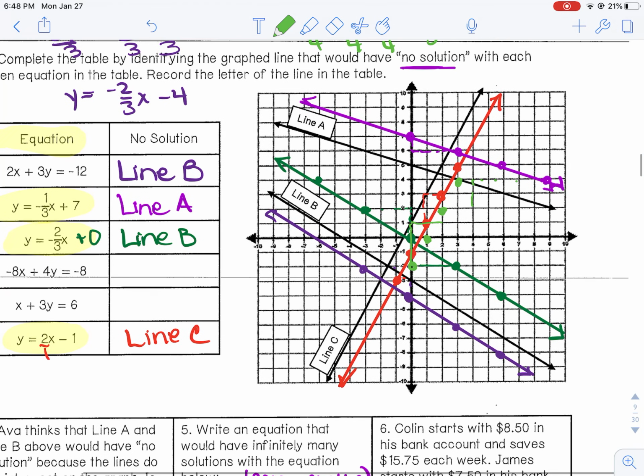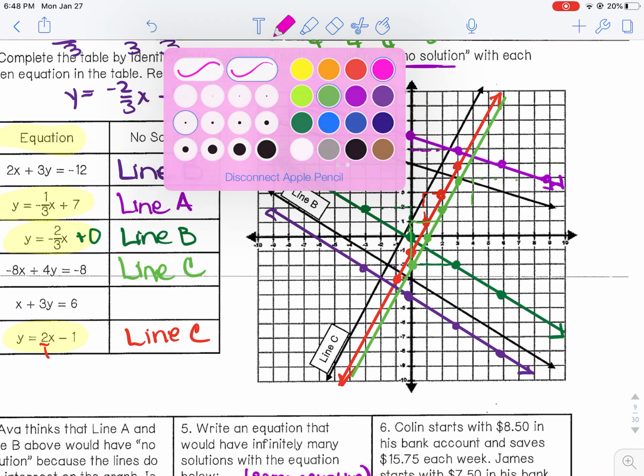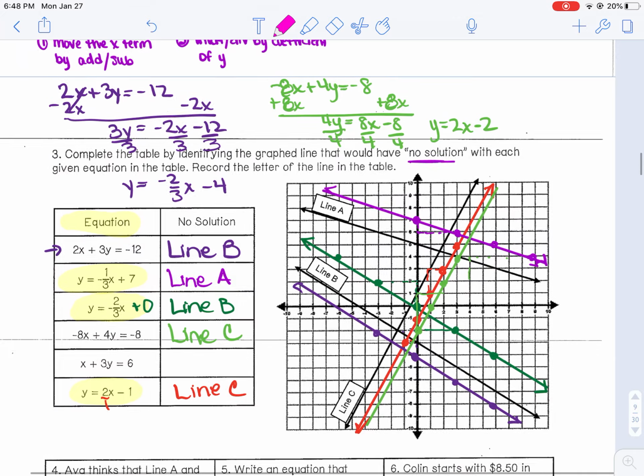Much, much, much better. So my line here is almost on the same line, but not quite. So that's going to be line C again. And one last one, and let's hope I can do that one without any mistakes.